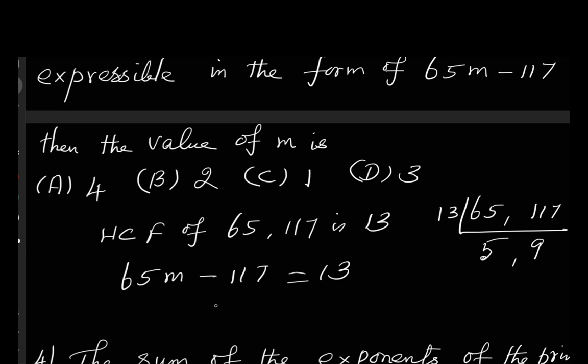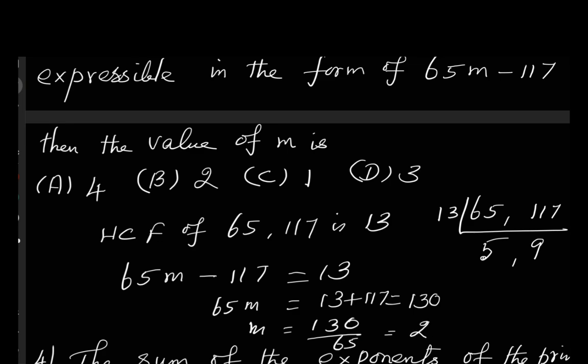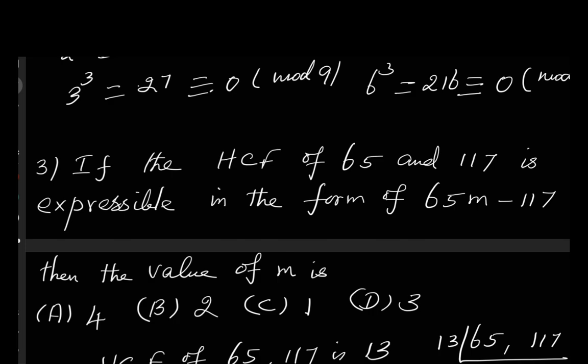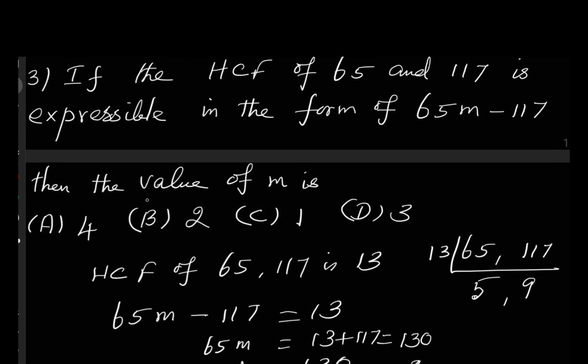So what is m? So 65m is equal to 13 plus 117, that is equal to 130. So m is equal to 130 divided by 65. It goes 2 times. So the value of m is 2. Option B.